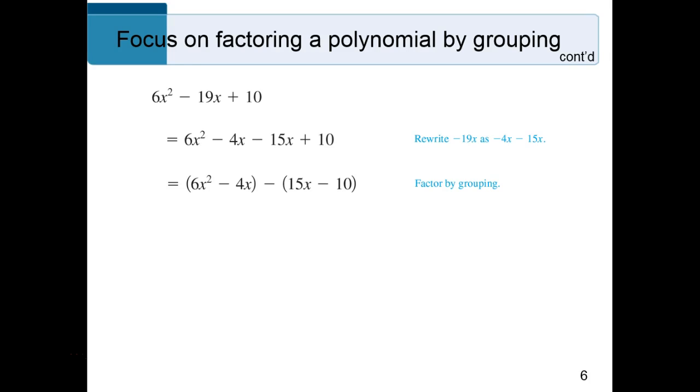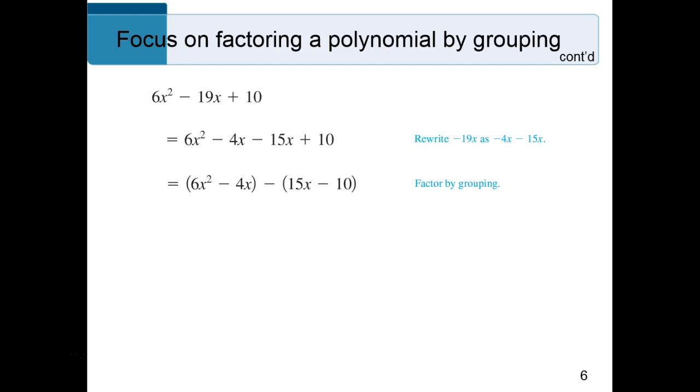They had 6x squared minus 4x, that was it, right? And then they had minus 15x plus 10. That's right, right? We were there. What we did, we just grouped these two, and those two, and then remembered to pull the sign out.